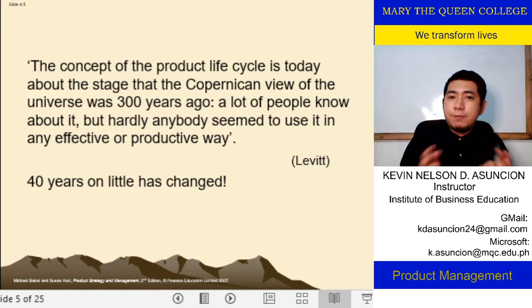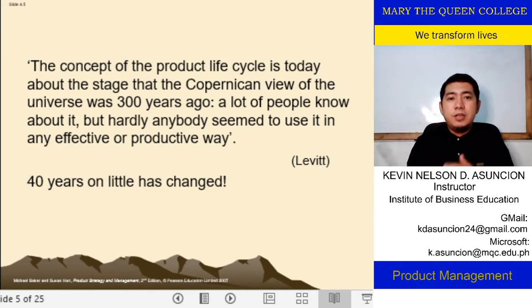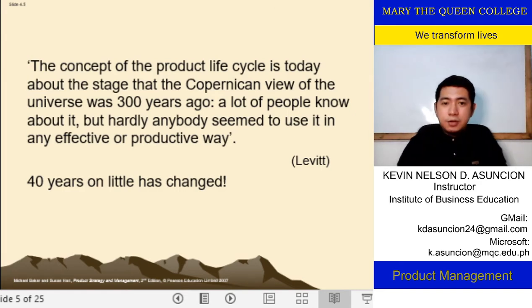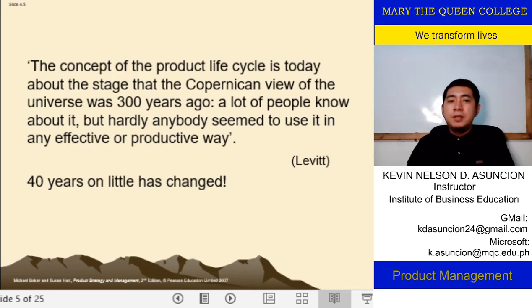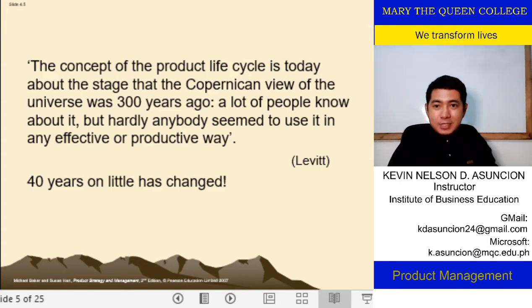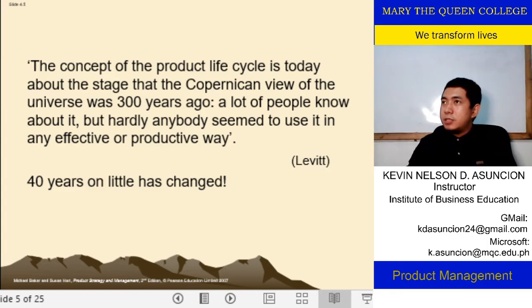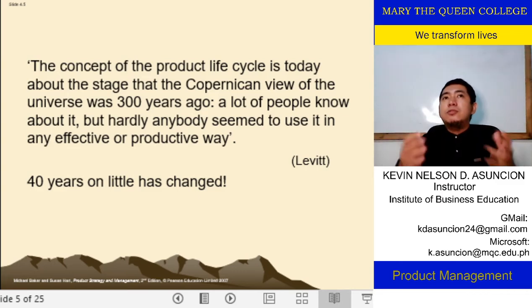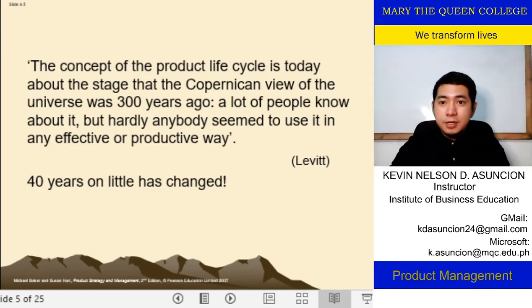The concept of the product life cycle is today about at the stage the Copernican view of the universe was 300 years ago. So it's been a long time. A lot of people know about it, but hardly anybody seems to use it in an effective and productive way. It's not a forecast. It might not be used as a forecast, because if you are forecasting what will happen next, you won't go with the idea of marketing management. So let's dig deeper into that PLC and what we can do.